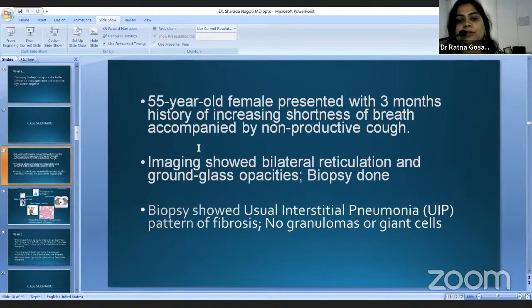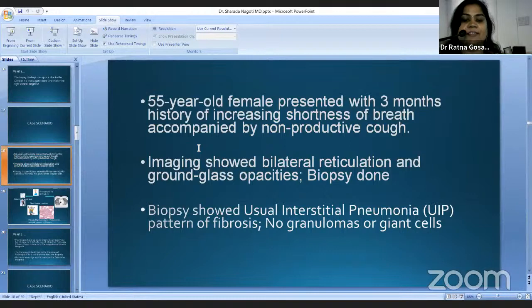This is a 55-year-old female presented with a 3-month history of increasing shortness of breath accompanied by non-productive cough. The imaging showed bilateral reticulation and ground glass opacities, and a biopsy was done. The biopsy showed the usual interstitial pneumonia pattern of fibrosis. And this time there are no granulomas, there is no giant cell. So what is the diagnosis, based only on this history? UIP pattern of fibrosis with no granulomas, no giant cells, means no alternate diagnosis. Then what is the diagnosis?